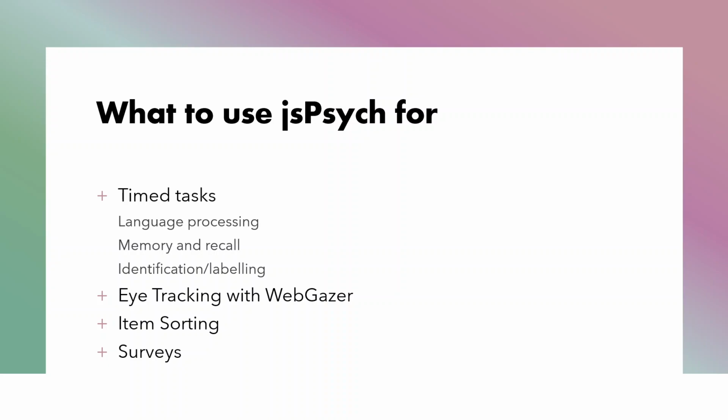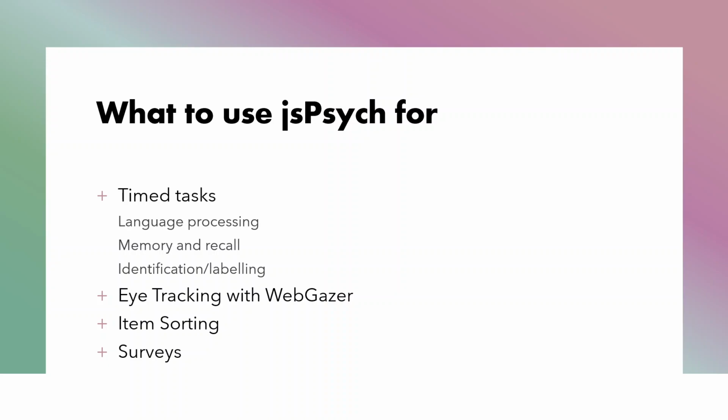Now, jsPsych's specialty is timed tasks. So showing some stimulus for a certain period of time or for an indefinite period of time and having a measurement of how quickly somebody responds to that stimulus. So tasks in language processing can involve showing somebody a word and asking them to classify whether it's an English word or Spanish word or French word, or showing them a string of letters and having them classify whether it's a word or not. A memory or recall task can involve showing somebody a sequence of numbers and then having them remember the third number in the list, or showing somebody a picture and having them recall what's in the picture.